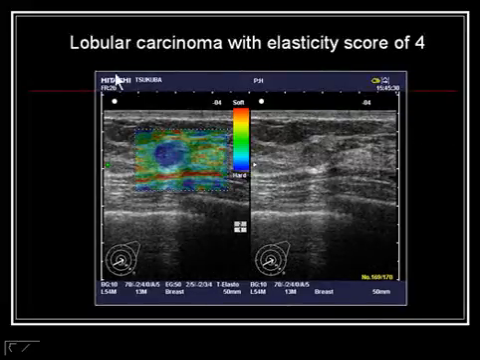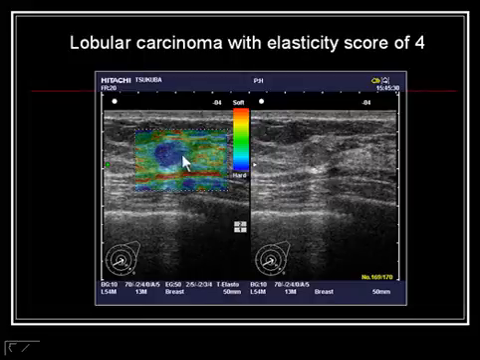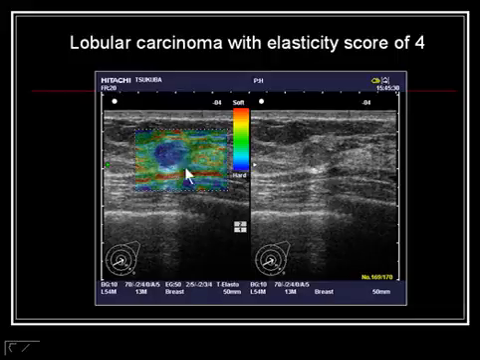Another lesion which would be difficult to distinguish on B scanning itself, because it's hypoechoic, fairly well circumscribed, but has posterior enhancement, could represent a complex cyst, but we cannot exclude a solid lesion, so we would definitely biopsy this. But with the help of the elastogram, we are seeing that this is all blue, which would be consistent with score 4, and it's very suspicious for malignancy, and this was, after biopsy, a lobular carcinoma.